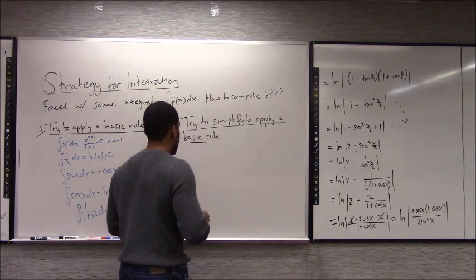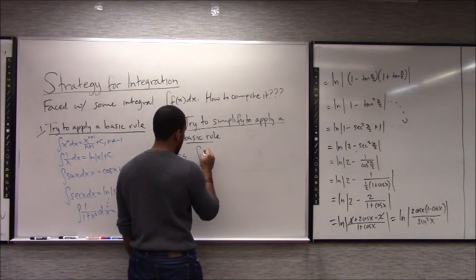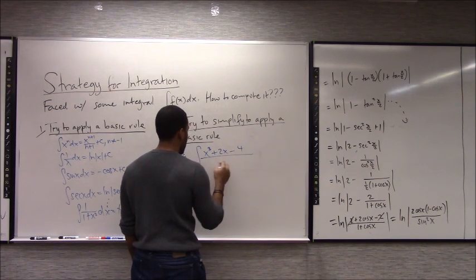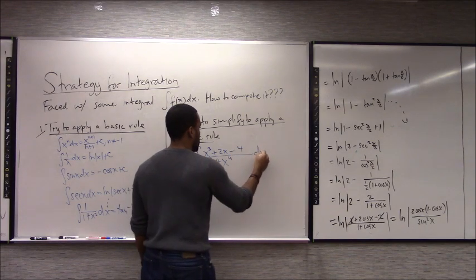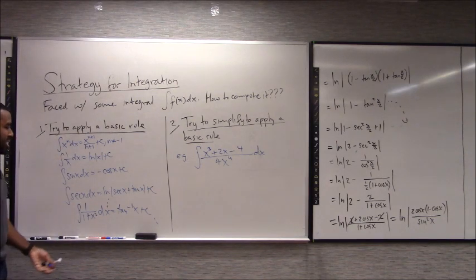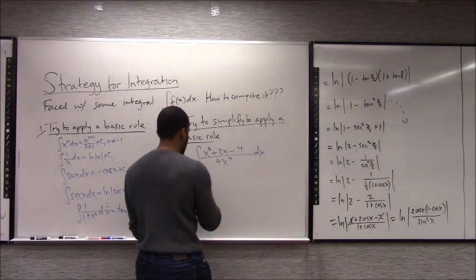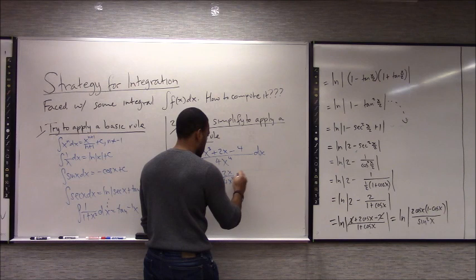So that's if, I think I gave an example of this a long time ago. x cubed plus 2x minus 4 over 4x to the 4th or whatever. So we see some random integral like that. Does it look like a basic rule? Does it look like one of these? No. But can I just use algebra to simplify it? The answer is yes, because you have one thing in the denominator. You can actually just divide each thing over here, minus.